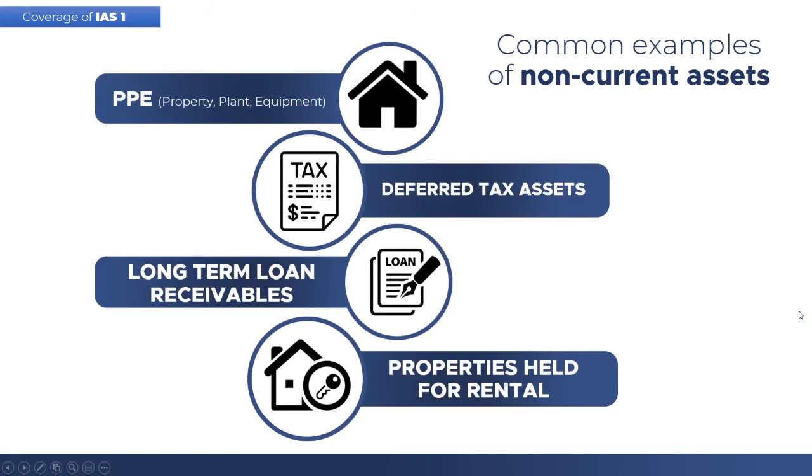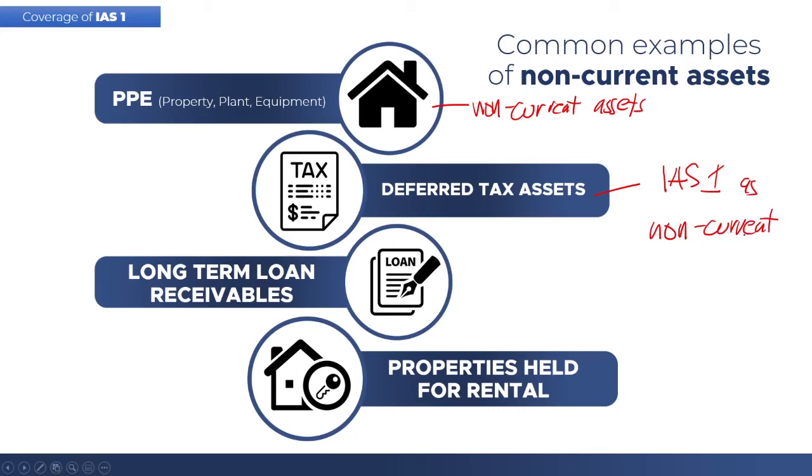Common examples of non-current assets are PPE, or the property, plant, and equipment. These are non-current because you are expected to use it for more than 1 year. For example, if you have a building that you are using to produce your goods and services or your inventories, you are expected to get benefit from your building for more than a year, maybe even 10 years or 5 years. Deferred tax assets are specifically defined by IAS 1 as non-current.